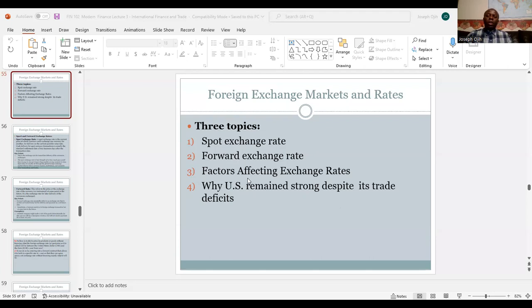Now, we also look at U.S. exceptionalism. Why is U.S. currency strong despite the country's trade deficits? So why does the U.S. dollar continue to go strong despite the trade deficit it has? I'll explain that as well.